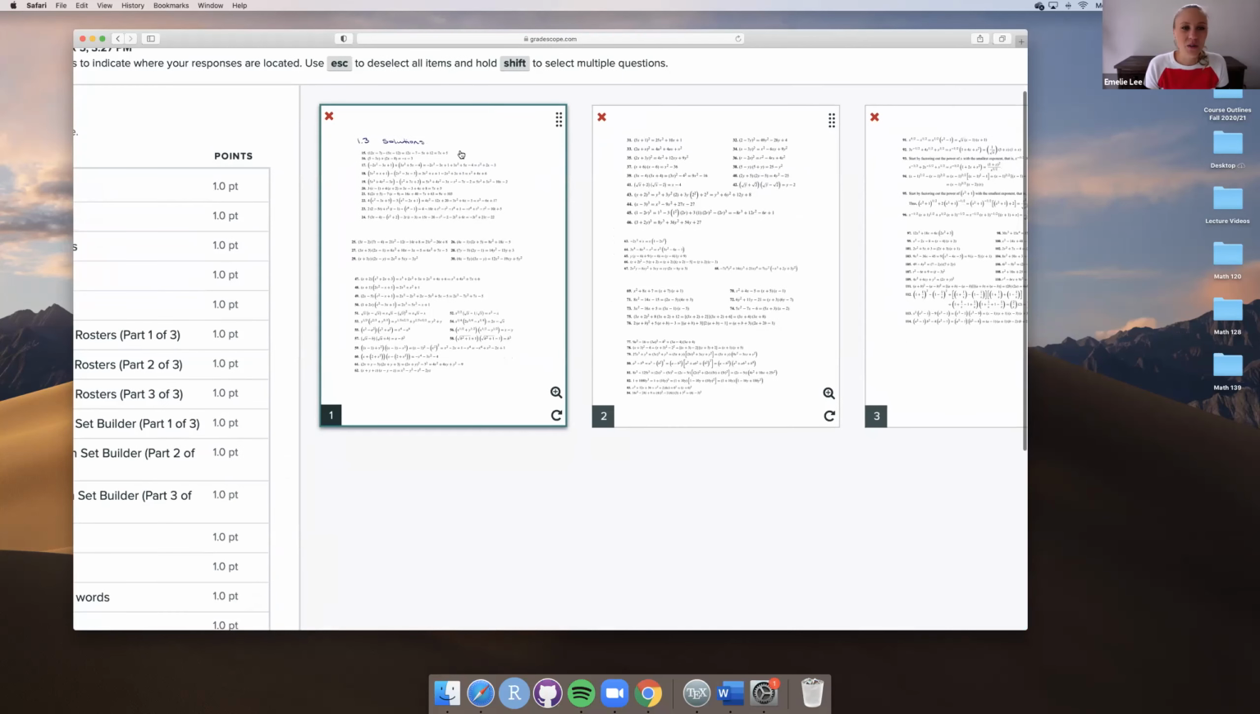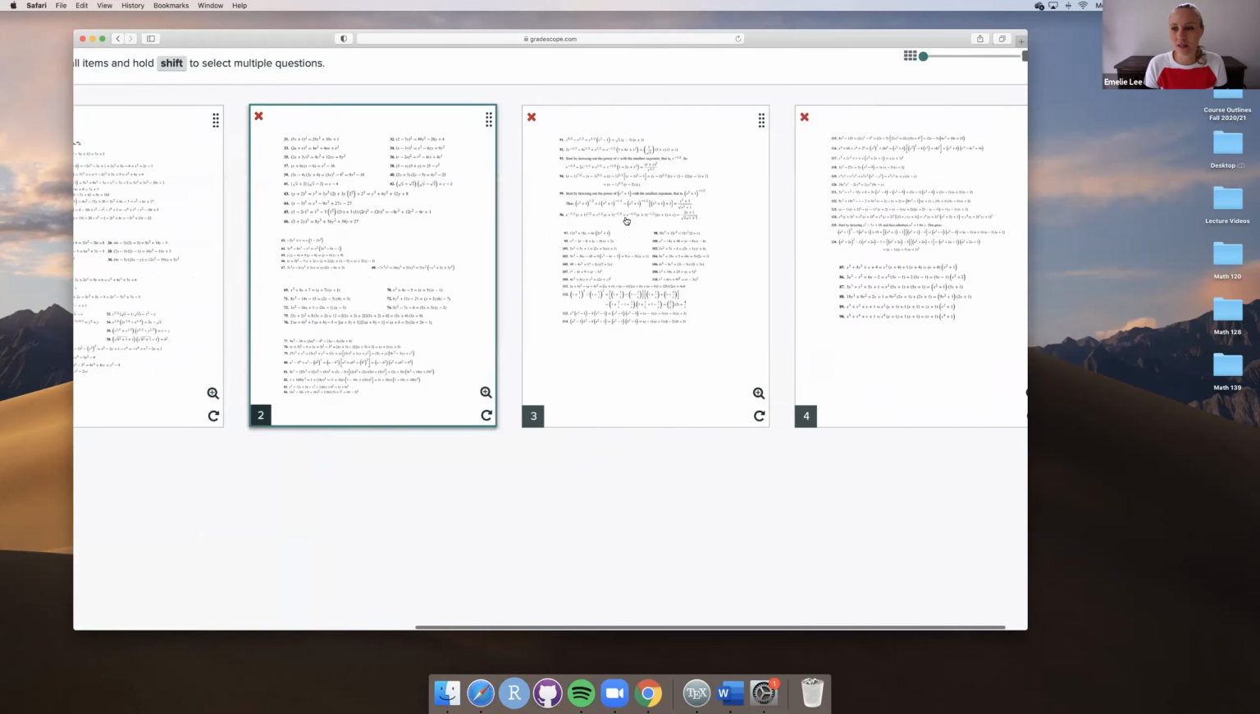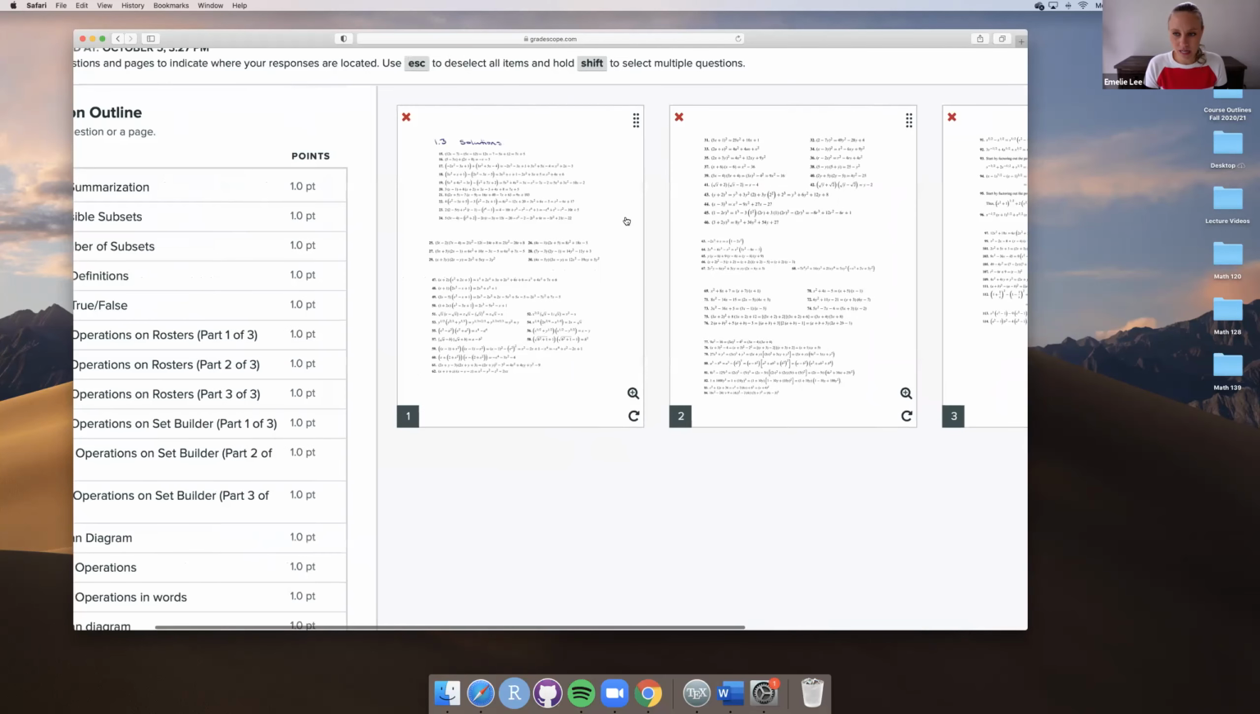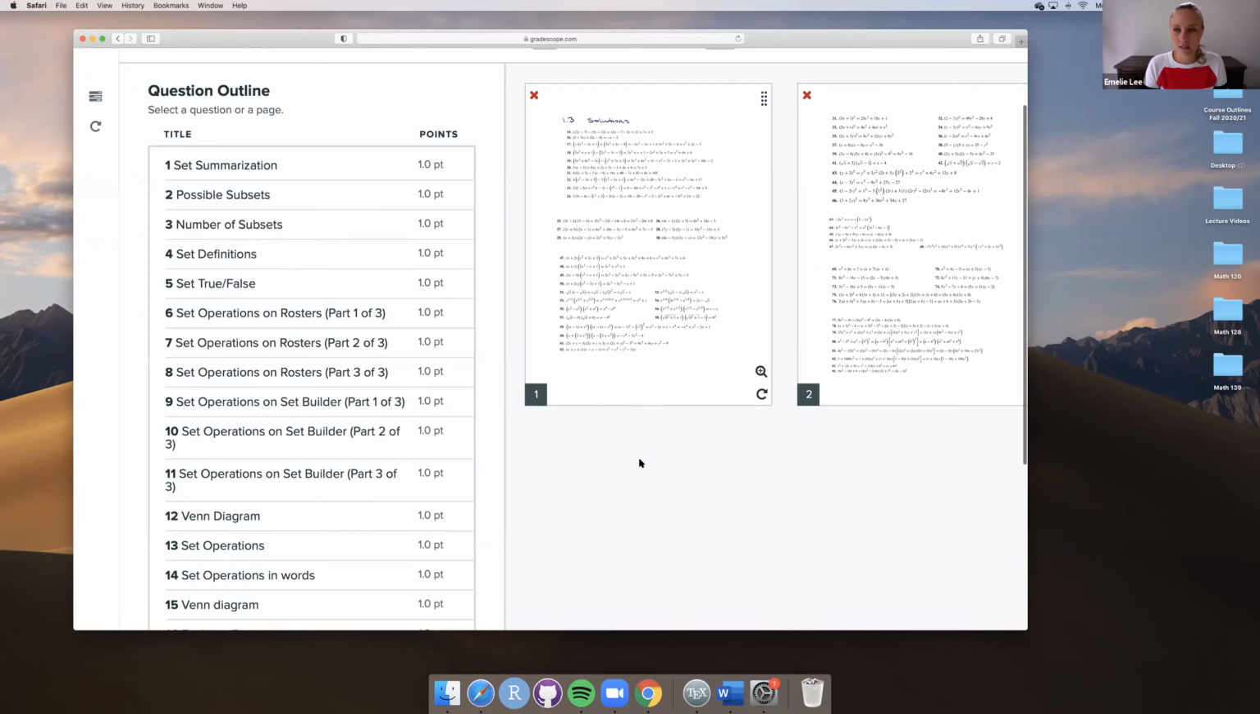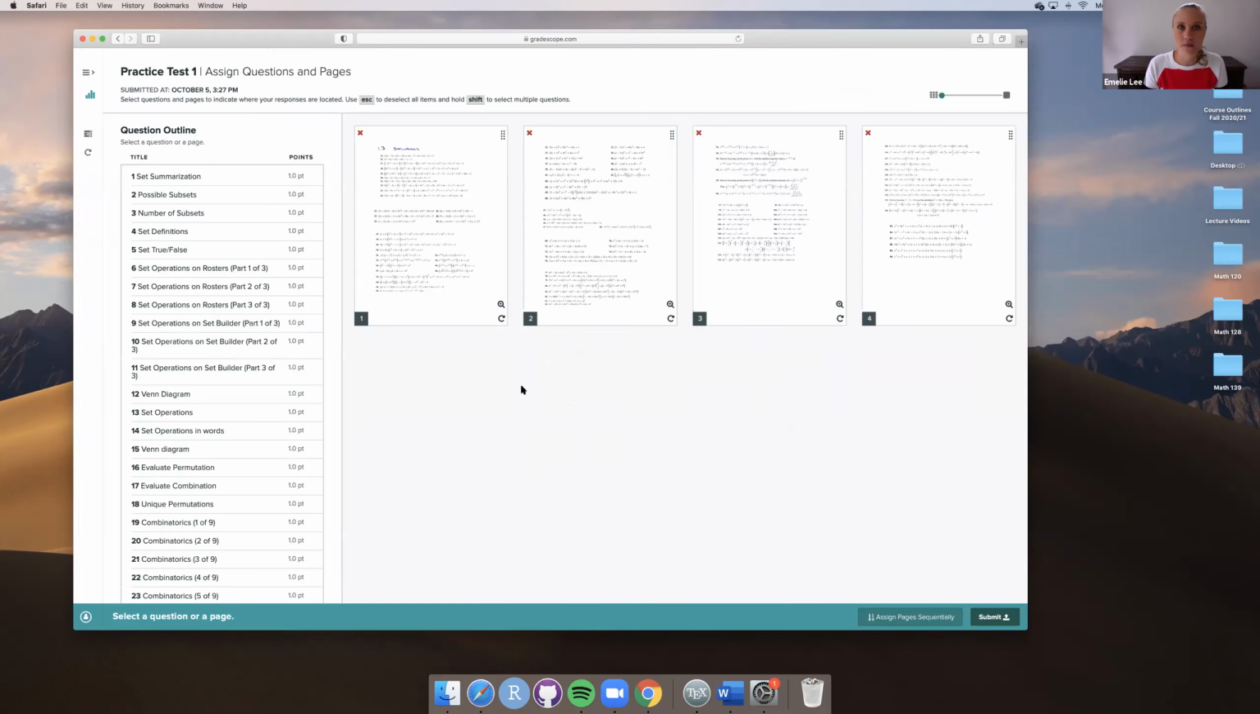So here is what it's going to look like. Whatever you've uploaded, here's all my work. WebAssign and Gradescope are completely separate and different. Gradescope is essentially just a Dropbox to hand stuff in. But what you get to do is tell me where the work is so that I don't miss it, because marking online can be kind of tricky.